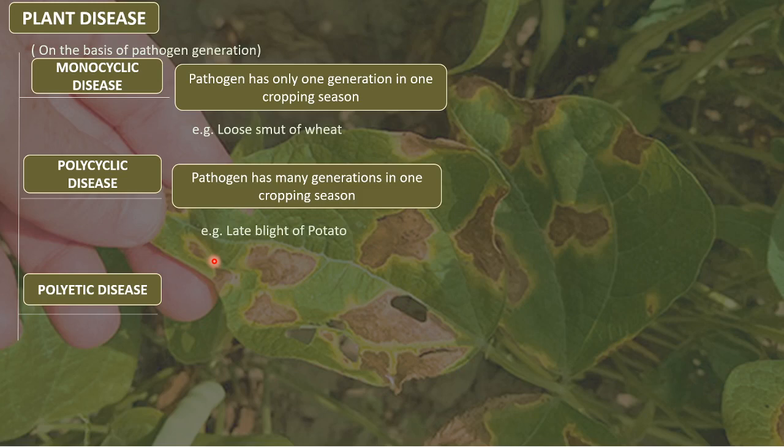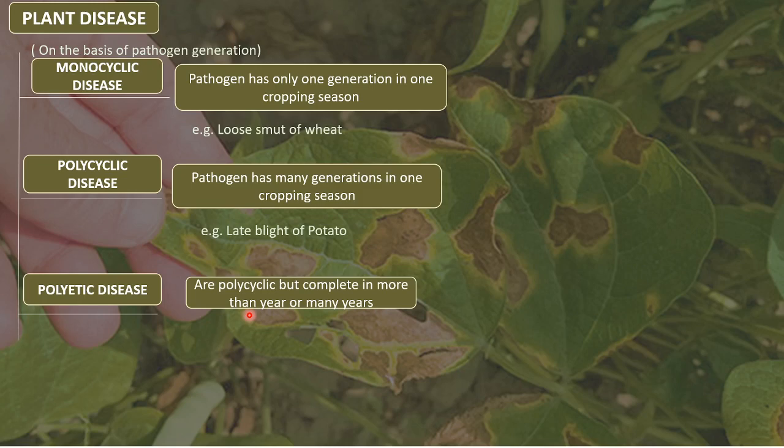Now, let us understand what is polyetic disease. Polyetic diseases are polycyclic, but they complete their life cycle in more than a year or many years. So polyetic disease is actually caused by a pathogen that has polycyclic generation. That is, the pathogens here have many generations in a single cropping season, but they complete their cycle in maybe 1 year or maybe many years. So their cycle does not end in a cropping season.